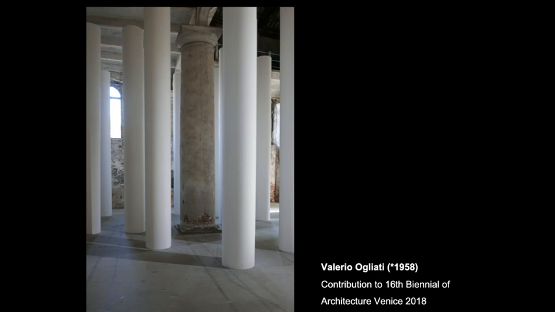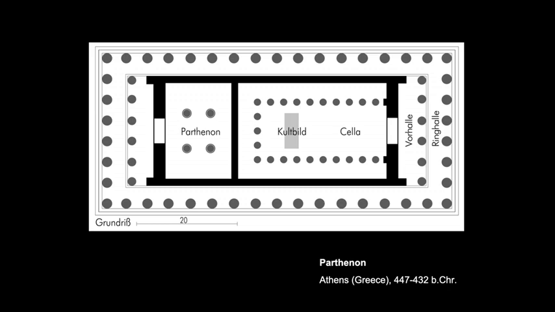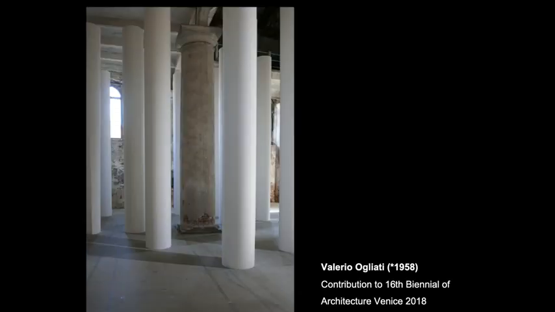The Swiss architect Valerio Olgiati points out in his contribution to the 16th Biennale of Architecture in Venice the spaces in between the columns, for example. If you remember the Greek architecture, you see the distance between the columns is very important. Sometimes it's filled in with walls, but sometimes it's open. So Valerio Olgiati reminds us of this space in between.